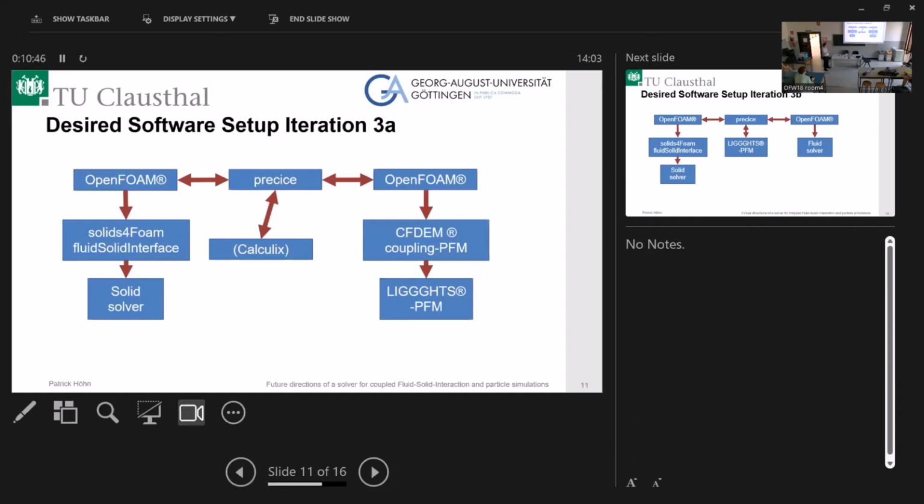And this is where I got inspired by Philip's interface to preCICE, so that you can use the solid solver also in preCICE from FLUID-STRUCTUREINTERACTION, and then I should also maybe couple the CFDEM coupling and OpenFOAM via preCICE to the solid solver, which does not need to be FLUID-STRUCTUREINTERACTION, could be also something else. But it of course means that I need to make a new preCICE adapter, considering the particles.